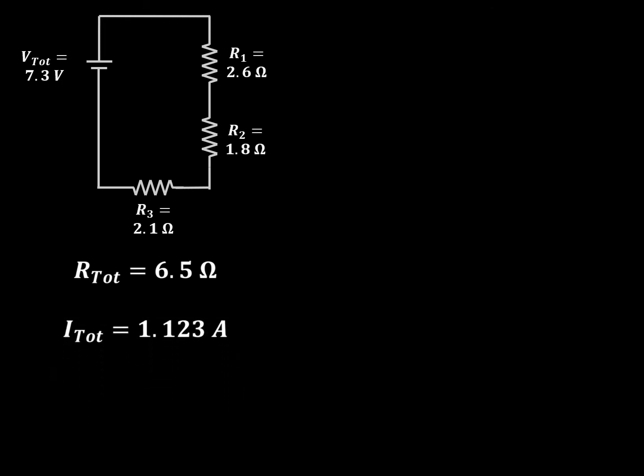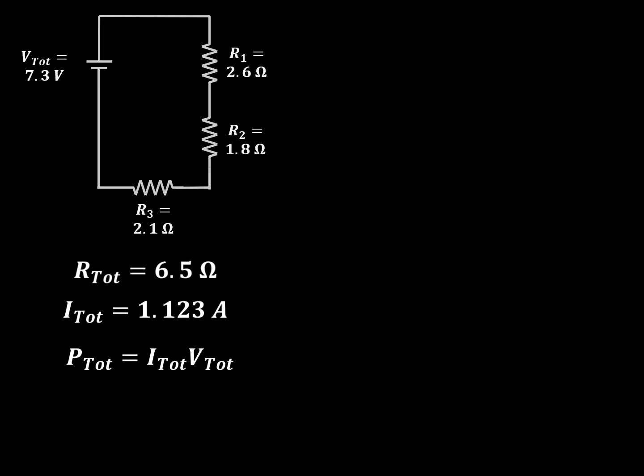to 1.123 amps. In order to find the power, we take the current and the voltage and we multiply them together. So we get 1.123 times 7.3, and we get the total power is going to be equal to 8.2 watts. So that gives us the total resistance, the total current, and the total power for the entire circuit for the battery right here. So the next thing I want to do is determine the current, the voltage, and the power for each one of the resistors.